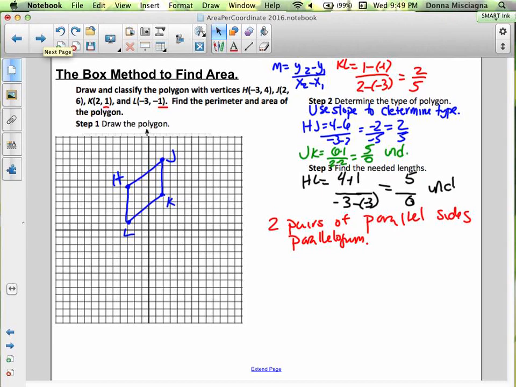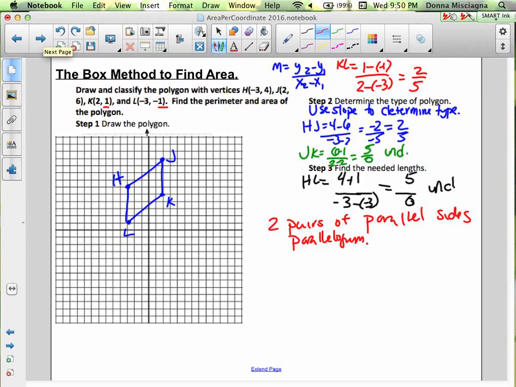All right, so figure out what kind of polygon it is. Let's find our measurements. Right, and then we can find the perimeter, and then we'll box it, we'll find the area. So the perimeter is pretty easy to find on HL and JK there.